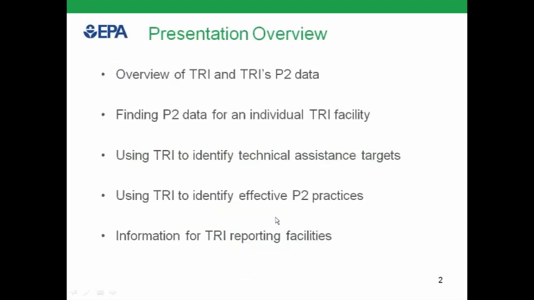So, as a quick overview of what we'll be talking about, I'm going to start by giving a brief summary of TRI and our P2 data, just to make sure we're all up to speed on the background. Then I'll talk about how to find P2 data for an individual facility using our P2 tool. Next, go into some ideas for how to use TRI to identify technical assistance targets, this being an area where we have some ideas, but where input from this group can really help shape our future directions. Then we'll get into how to use the new P2 tool to identify effective P2 practices and the companies that have implemented them. And then I'll briefly wrap up with some information that you might want to share if you have interactions with TRI reporting facilities in advance of the upcoming July 1st TRI reporting deadline for this year.